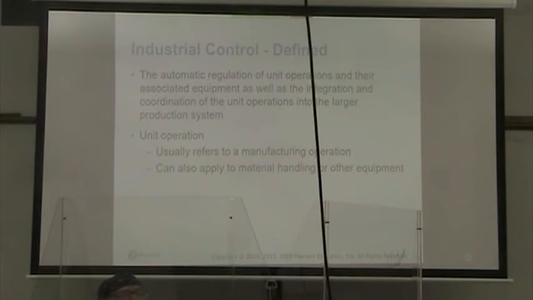All right, so industrial control is the automatic regulation of unit operations and their associated equipment, as well as the integration and coordination of the unit operations into the larger production system. Unit operation, we're usually talking about a manufacturing operation, but it can also apply to material handling and other equipment that is auxiliary to a manufacturing process.